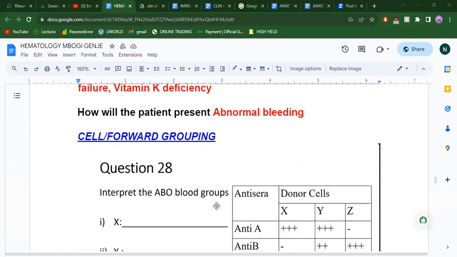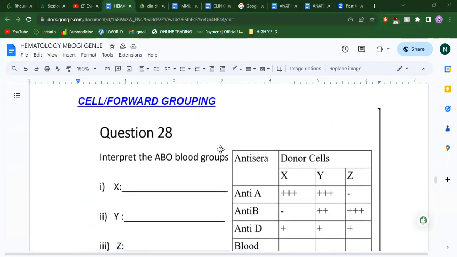Then this one. This one I had explained last time. I'd like you guys to try. Interpret the ABO blood groups X, Y, and Z. So cells and serum. So this is positive, negative, positive, positive, positive, positive. So what is X, Y, and Z?